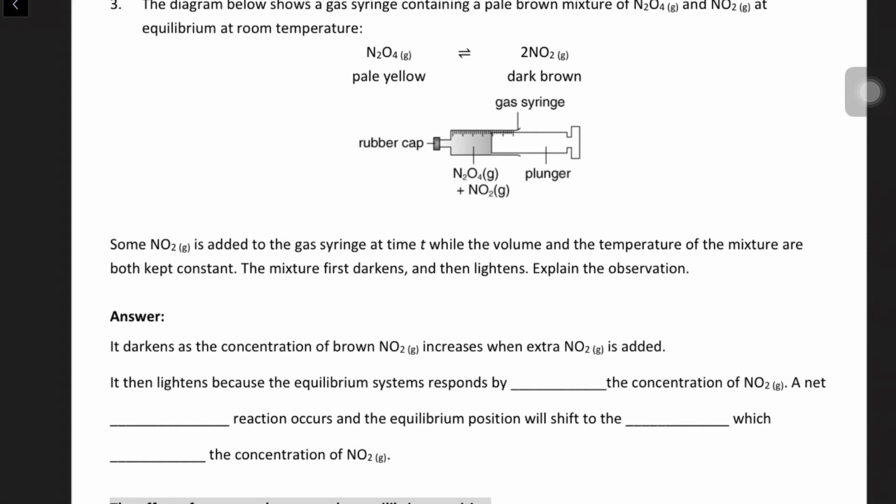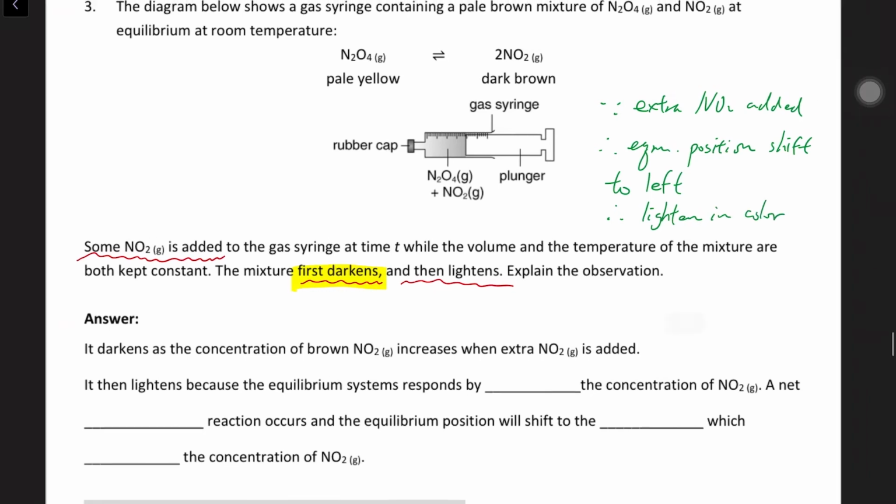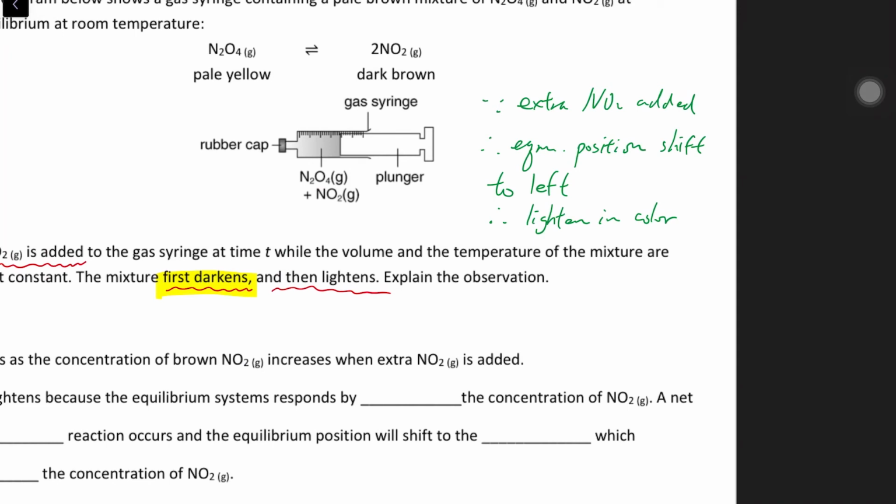Okay, that means some extra NO2 is added. Why will it first darken and then lighten? Now, this one is omitted by most students. They understand because extra NO2 is added, so the equilibrium position shifts to the left, and the result is lighter in color. Yes, this is the most typical example, okay? But this is not enough, because there is one step missing.